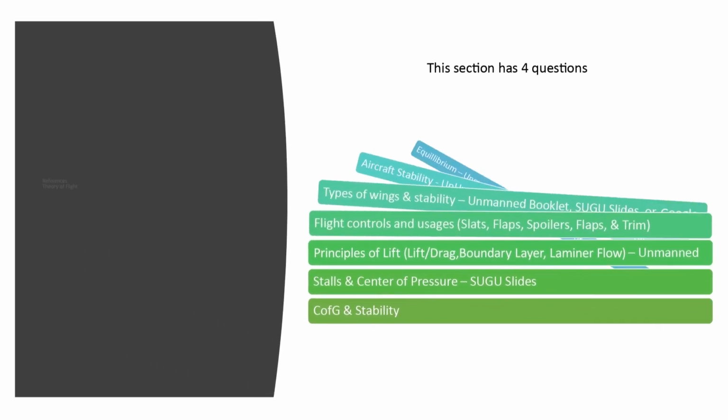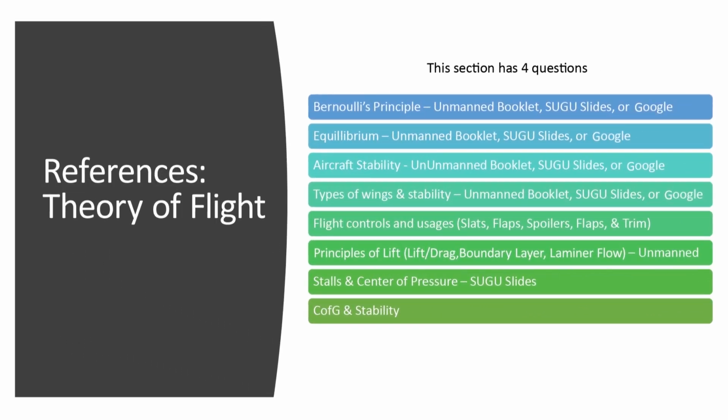We are now at Theory of Flight. This section has 4 questions. In regards to studying, focus should be placed on the following. Bernoulli's principle. This information can be found in our slides or Google. In regards to other study areas, you should have an understanding of stability and C of G, equilibrium, aircraft stability, and the effect of certain wings on performance and stability. This information can be looked up in the Unmanned booklet, SUGU slides, or Google.